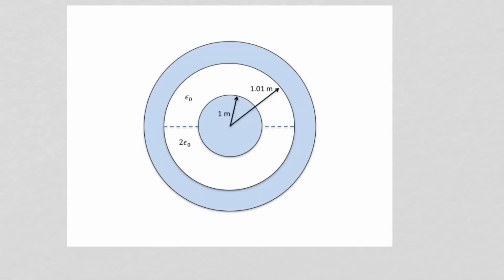Here we have a spherical capacitor. The inner conductor has a radius of 1 meter and the outer conductor 1.01 meters. Half of the space between the plates is filled with the dielectric of permittivity 2 epsilon sub 0 and half with the dielectric of permittivity epsilon sub 0. So we want to find the capacitance of this structure.